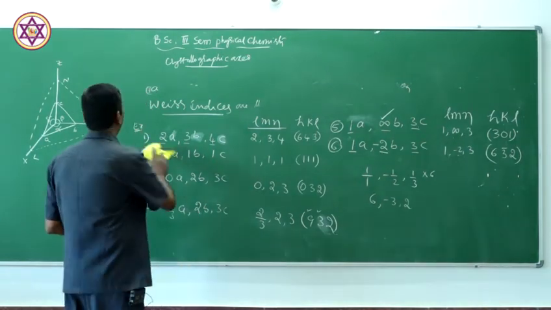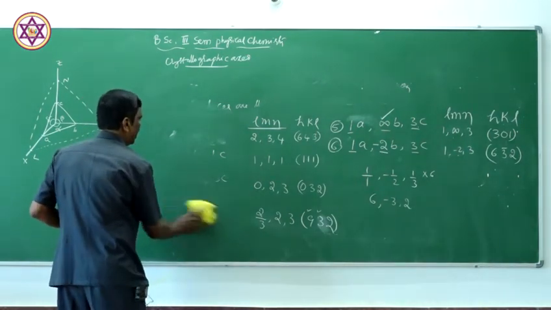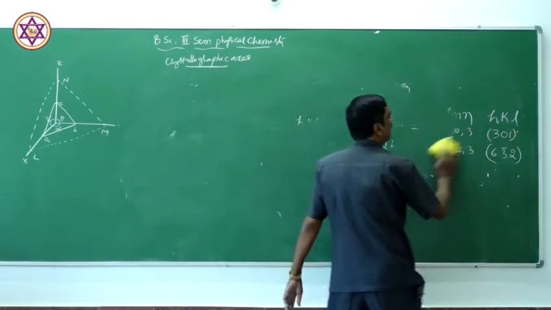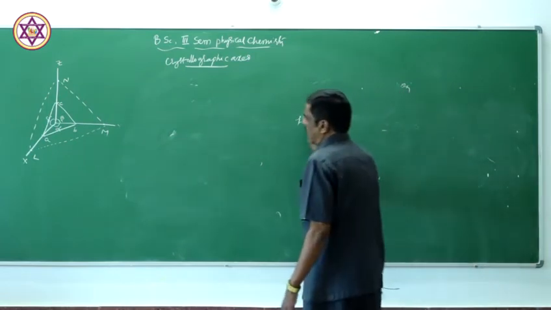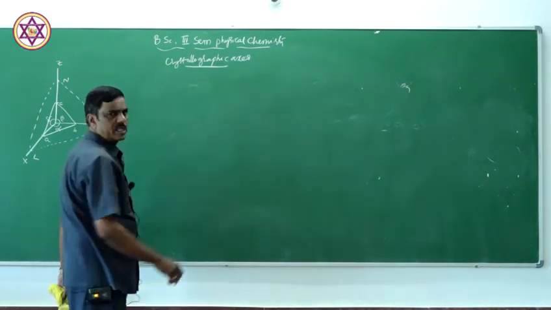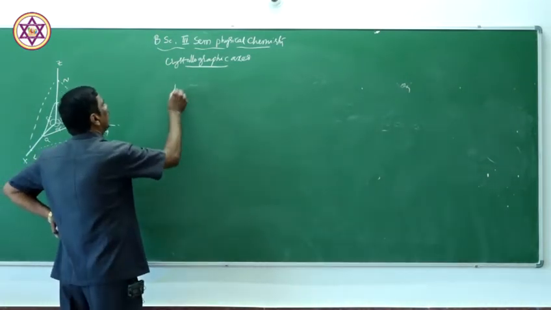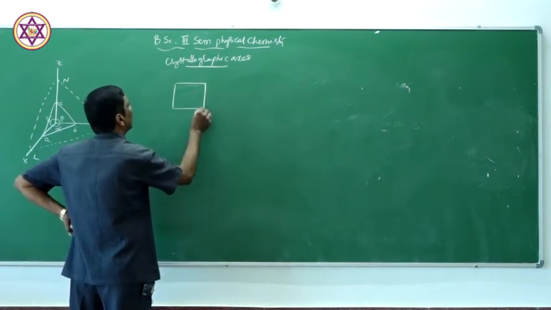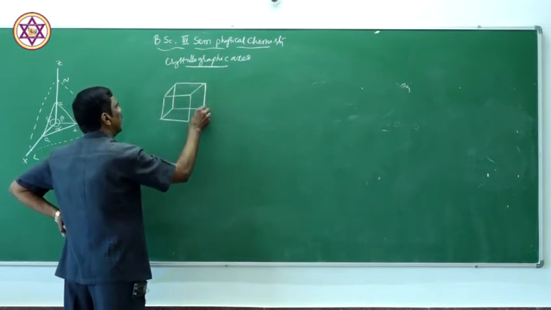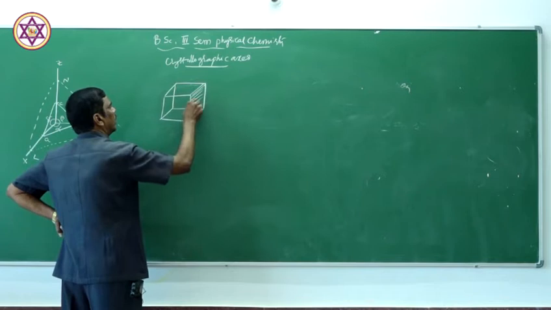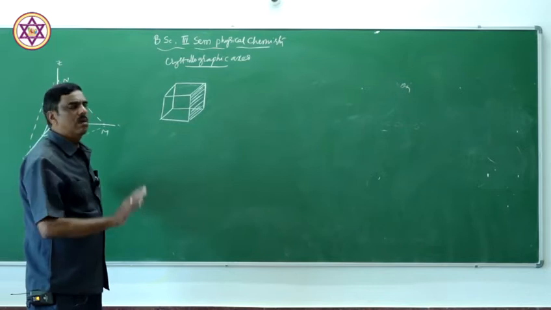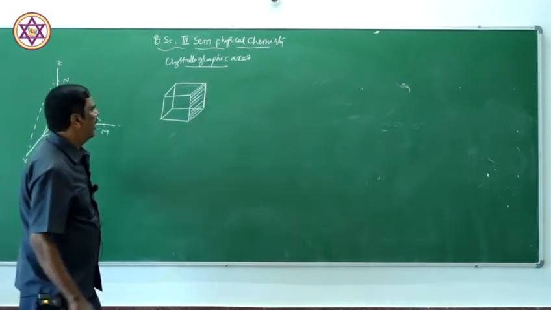So, we can convert any Weiss indices or intercepts of any plane into Miller indices. Miller indices is represented by HKL. Any plane is represented this way. For example, if you take a cubic crystal, what are the possible planes? In case of a cubic crystal, you see the different planes here. So this is one of the planes. This plane can be represented by Weiss indices or Miller indices.